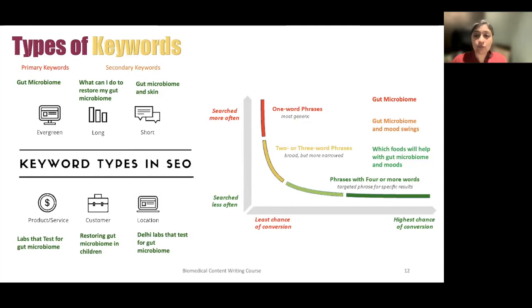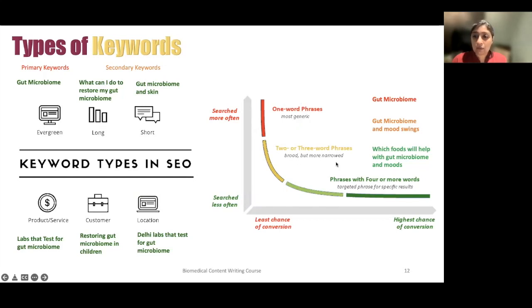It is the most searched for keyword. It is usually one-word phrases. It's the most generic. Then we move on to secondary keywords. Now, secondary keywords can be shorter or longer. So when we're looking at short keywords, we're looking at 2 to 3 word phrases. It's a broad topic, but it is more narrowed than the one-word keywords. So if your primary keyword was gut microbiome, your secondary would be gut microbiome and mood swings. You're trying to associate it with a particular condition, right? So that would be short.